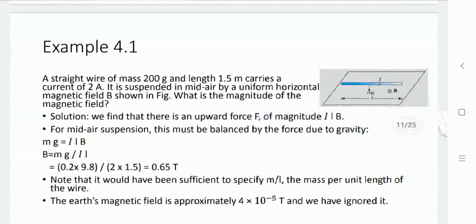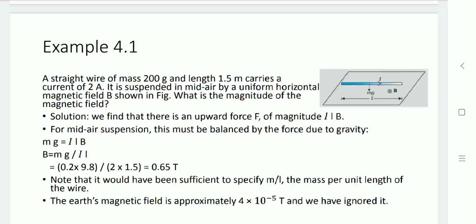Here we are going to understand an example. A straight wire having a mass of 200 gram, its length is 1.5 meter, carries a current of 2 ampere. It is suspended in mid-air by a uniform horizontal magnetic field B, as shown in the figure. What is the magnitude of the magnetic field? We need to get the value of the magnetic field magnitude.